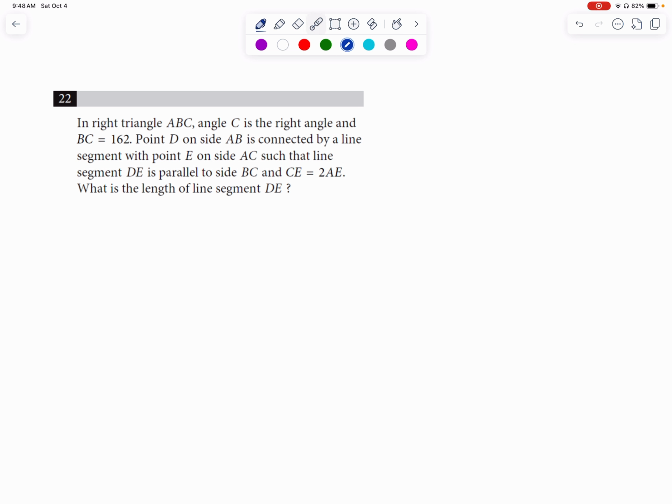So we're going to start here with right triangle ABC, where C is the right angle. So I'll draw this right here, nice and large. Perfection. All right, we got ourselves a right angle, and we know that right angle is C, and the other two really don't matter, so I'll put an A and a B here. So far, so good. It also says BC down here is 162.